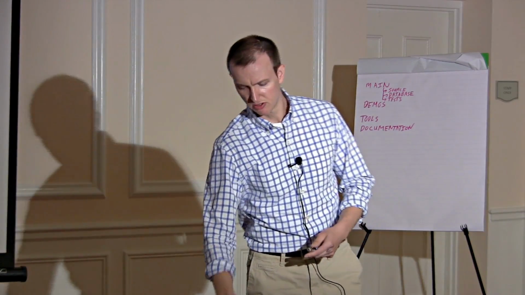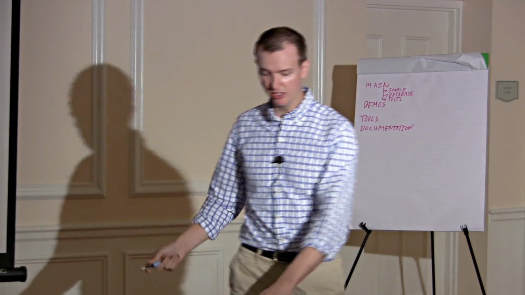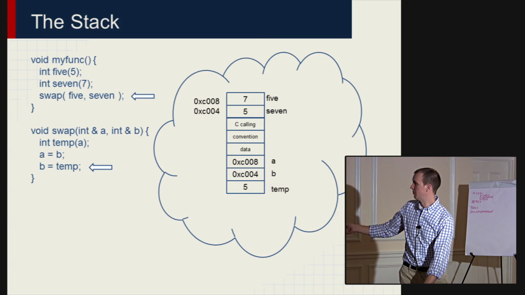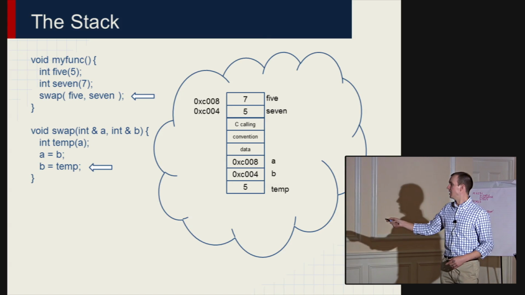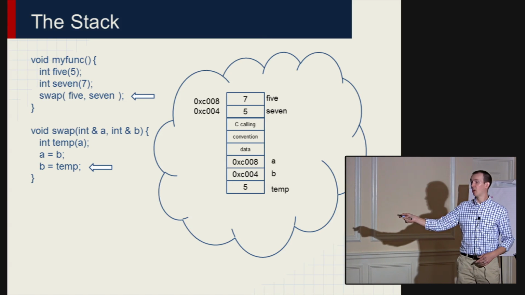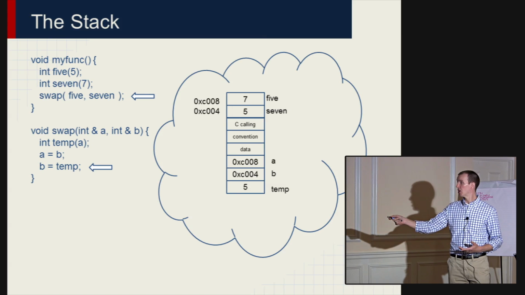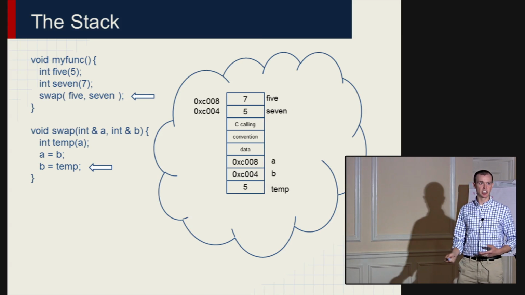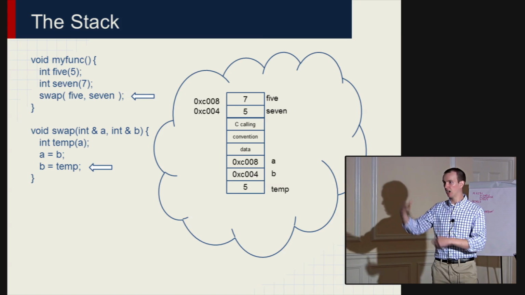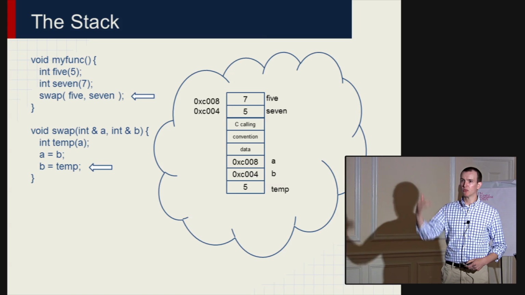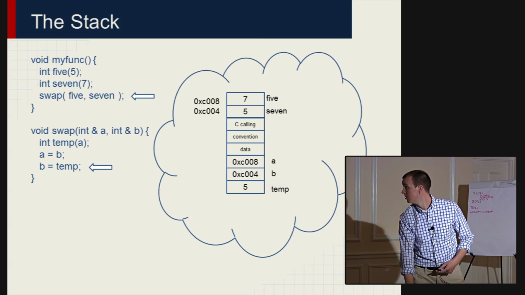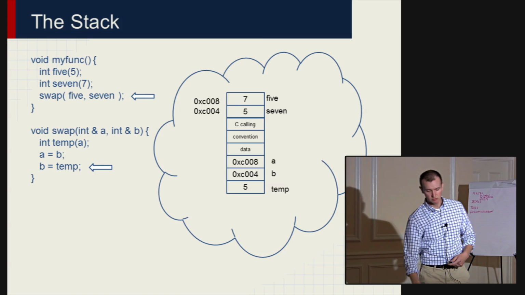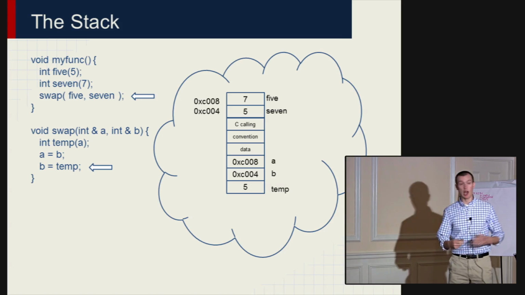Okay, so once this final assignment of temp to B completes, then the function exits, and this data is popped off the stack. And in order to figure out that you return to this part of the code, the data that was sitting here in the C calling convention, that block of data helped restore execution to where you were when the function was executed. Okay, so how would recursion work?